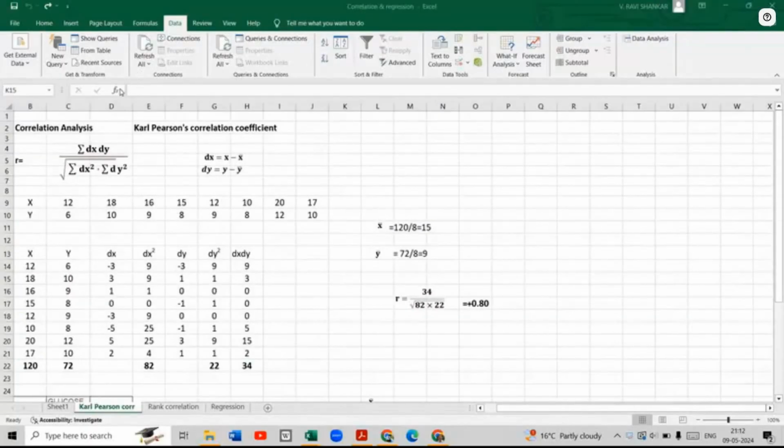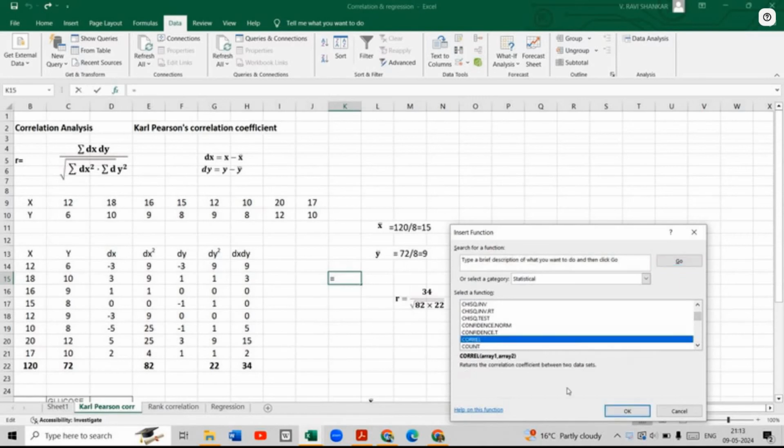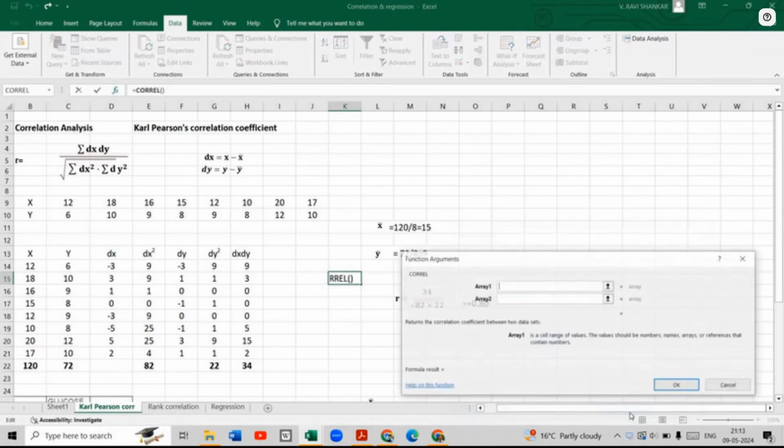Karl Pearson's correlation coefficient can also be calculated using Excel. For that we have to go to insert function option, and under statistical you have to move on to correlation. So you have CORREL correlation, so click on it and OK.